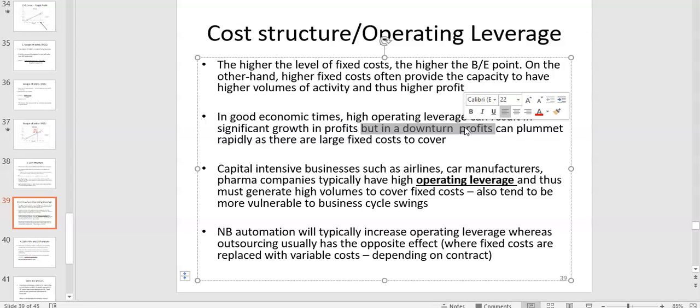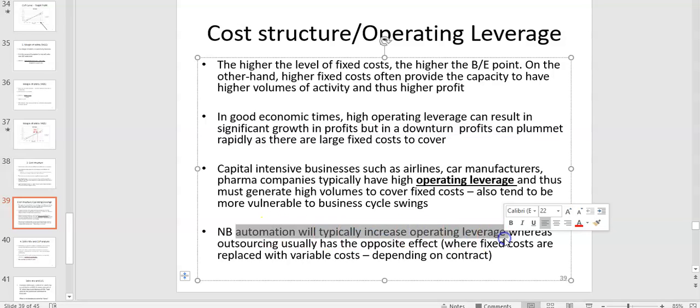If so, that is risky and you need to manage that appropriately. So automation typically increases operating leverage because you're automating previously variable costs, whereas outsourcing often has the opposite effect, where you take the fixed cost of running something internally and outsource it maybe on a pay-per-use contract. And we talked about that earlier on in the session, for example, with cleaning contracts in a hotel.